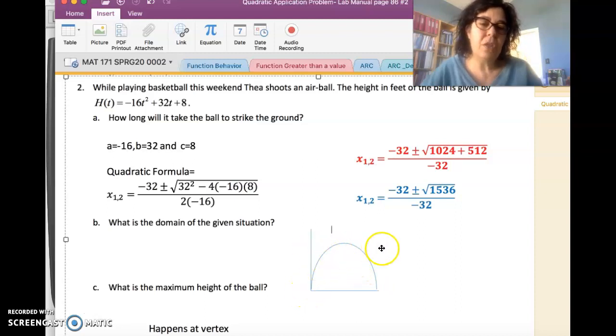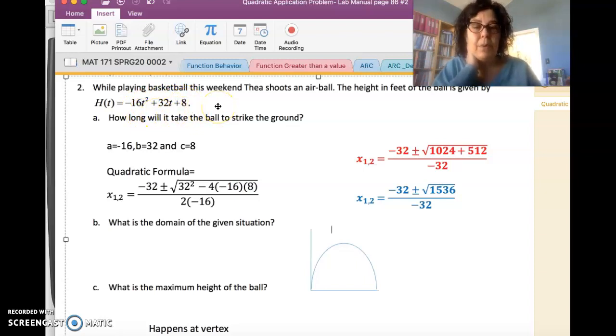So this is the shape, and what you're looking for, how much time it will take the ball to strike the ground, is this x-intercept. I say x-intercept because you're starting at t equals 0. I will talk more about this shape, but when you read a question like that, how long does it take for the ball to strike the ground, you need to understand you're looking for x-intercepts, so roots of the function.